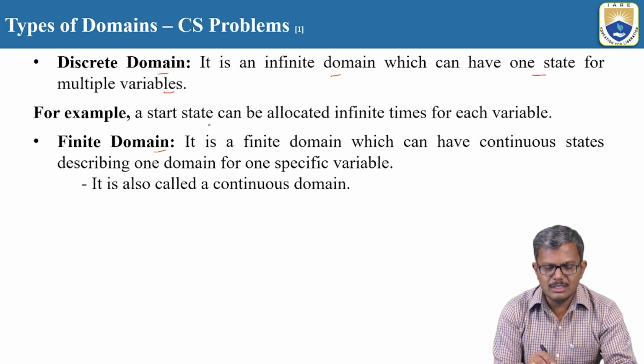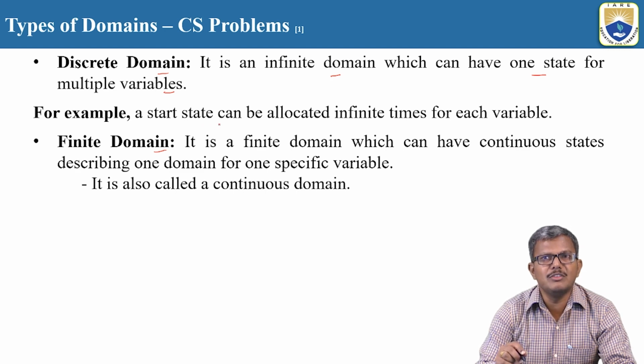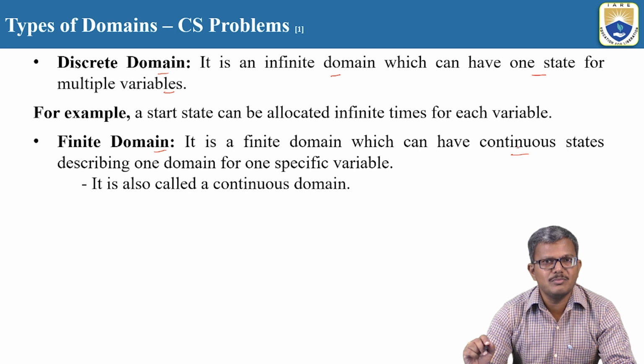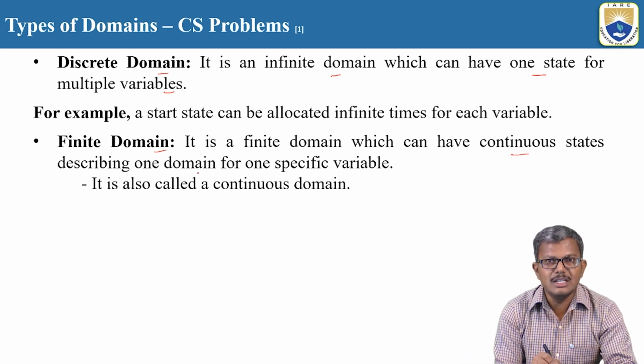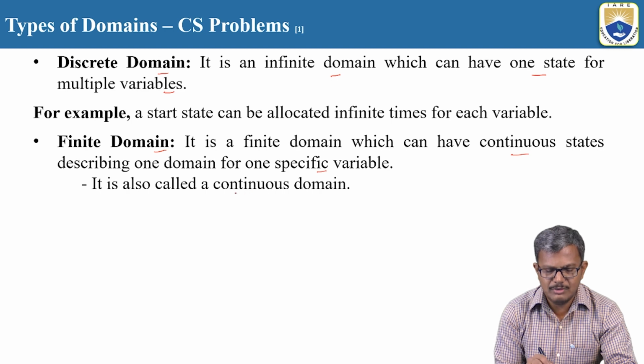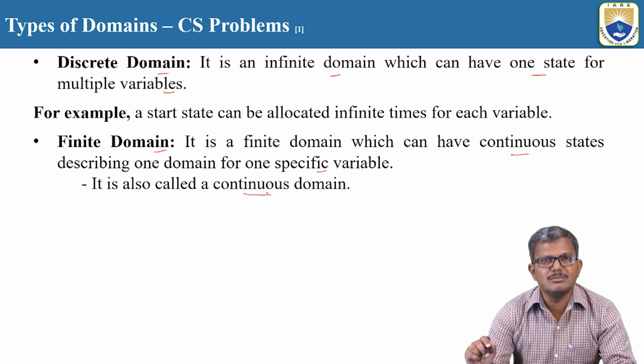For example, a start state can be allocated infinite times for each variable. That means that any number of times you can assign the start position to any of the variables. We can call them a discrete domain. Whenever I say it is a finite domain, that means that we are going to have continuous states describing one domain for a specific variable. Such kind of things we can call a continuous domain.